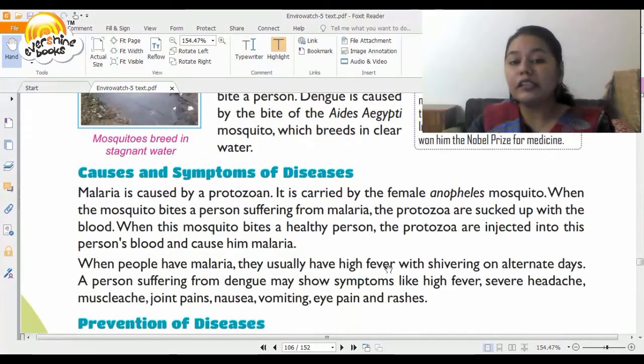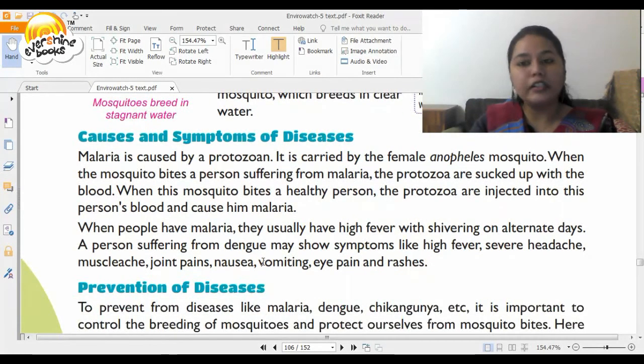Now, what are the causes and symptoms of diseases? Malaria is caused by a protozoan. It is carried by the female mosquito. When the mosquito bites a person suffering from malaria, the protozoa are sucked up with the blood. When the mosquito bites a healthy person, the protozoa are injected into the person's blood and cause malaria. So it becomes a transferable disease, that it can be moved from one person to another. And that is why we need to be very careful.